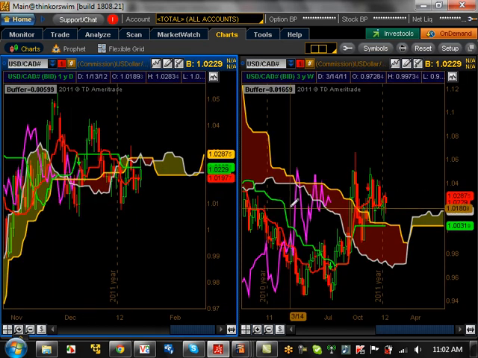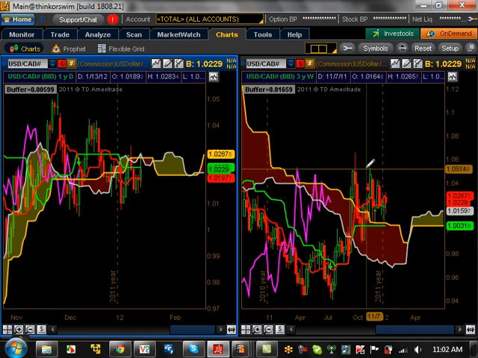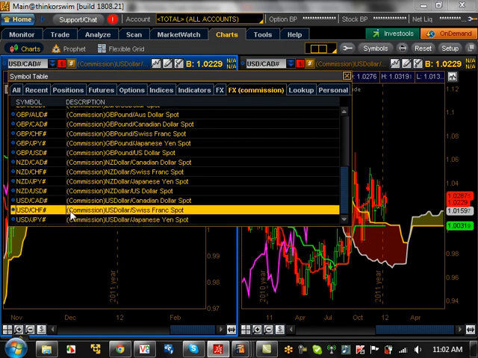US CAD, really nothing going on here. It's had its opportunities on weekly to break out, just doesn't want to. Slowly consolidating in a tighter fashion. So this thing's going to blow up sooner or later. And you can see that also on the daily. Nothing really going on there.